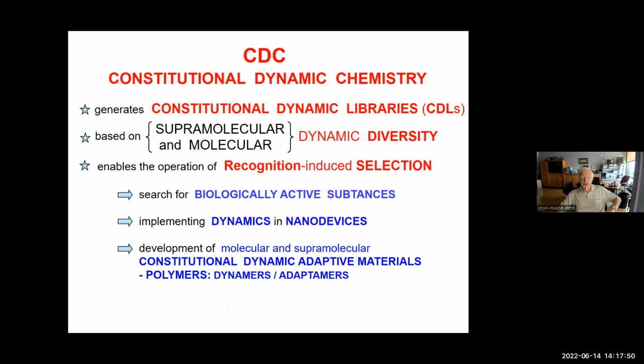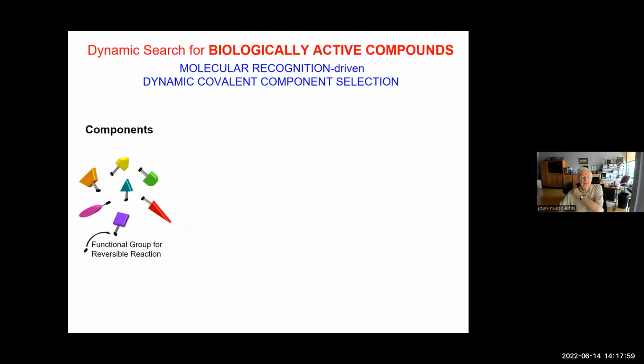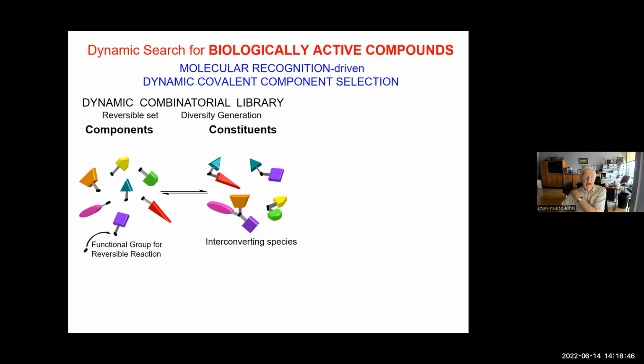Okay, so this we have just seen. I wanted just to point it out again to remind you of it, and we have now seen what we can do with it. So first thing, what can we do with biologically active compounds? How can we search for biologically active compounds? Suppose we have a number of components of different structures, different shapes, and different atoms, different molecules, so to say. But they have all of them attached to them a functional group which can undergo reversible reaction. So this thing then generates all possible combinations which result from the connections between these components. And it generates a dynamic combinatorial library or dynamic covalent library.